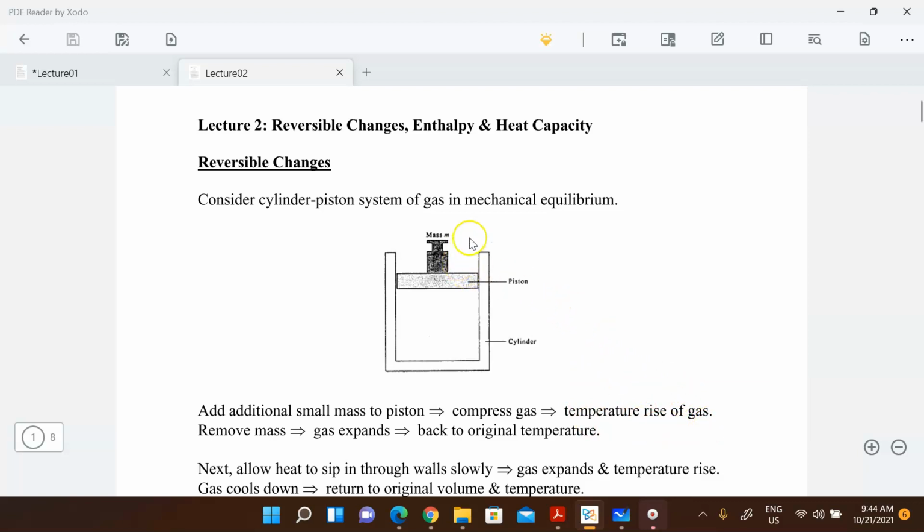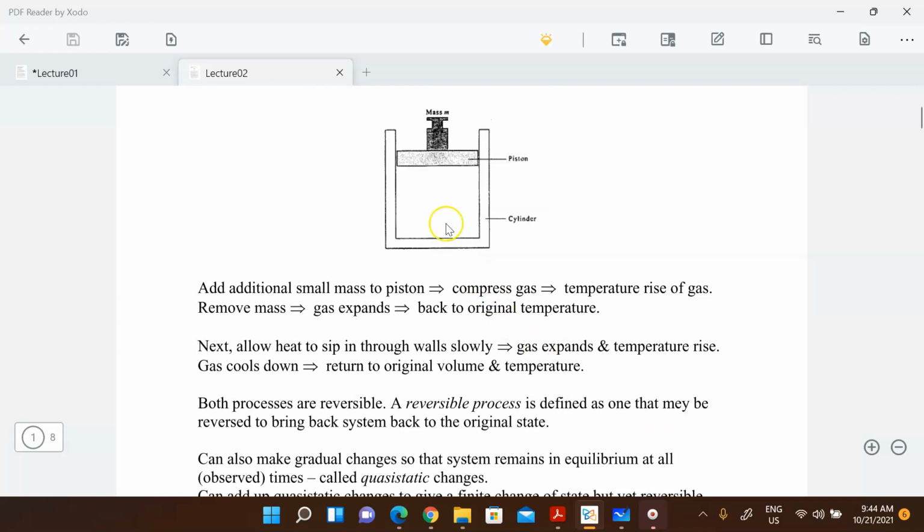But once you remove that additional mass, then the gas will start to expand back again. Rather than compressed previously, it expands back and goes back to the original temperature. So in other words, you can change the state of the system, but then you are able to restore the original state.